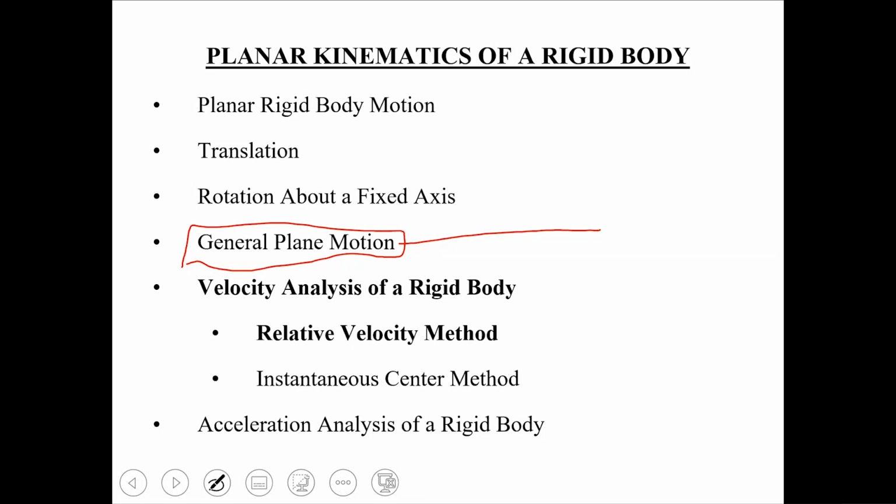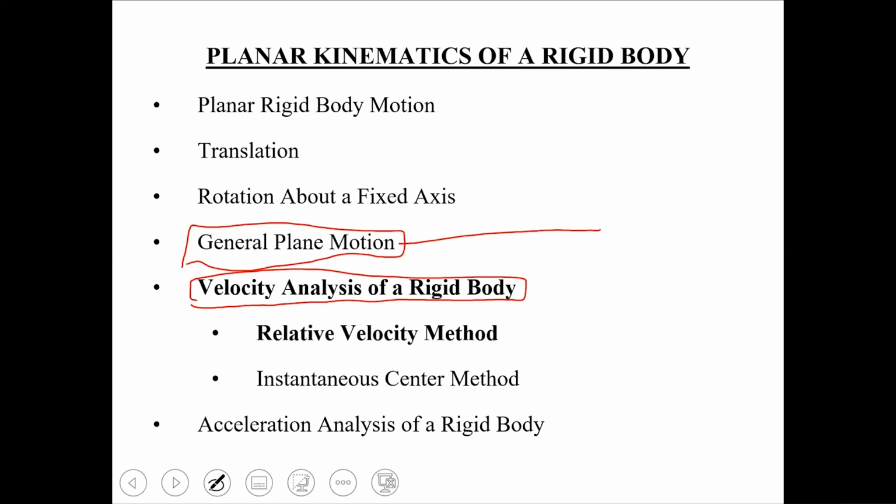So, in order to develop some mathematics, जैसे हमने translation की कुछ mathematics देखी, उसके बाद फिर हमने rotation की कुछ mathematics देखी, equations देखी. In order to develop the mathematics or kinematics of this general plane motion, kinematics क्या होती है कि we need to relate the displacement, velocity and acceleration of a rigid body which is undergoing general plane motion. So in order to develop the kinematics for such a rigid body, we need to first of all develop the velocity analysis of that rigid body.